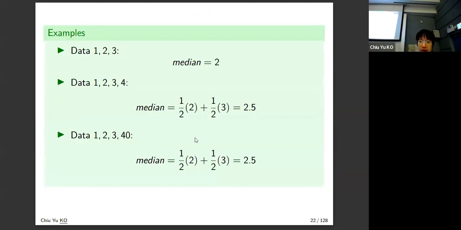1, 2, 3 gives a median of 2, right? 1, 2, 3, 4. The middle guys are 2 and 3. The average of 2 and 3 is just 2.5. Okay. And 1, 2, 3, 40, where we have a 0 at the end, is still 2.5. So you can see we have an extreme value, and the last guy doesn't change the median.